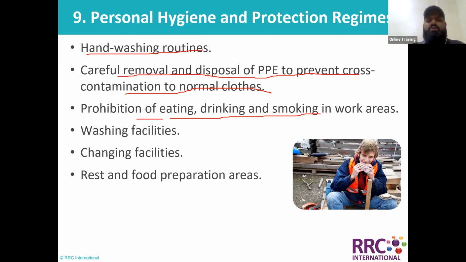So we need to prohibit eating, drinking, and smoking in the work areas. Washing facilities must be provided, changing facilities must be provided, resting and food preparation areas should be segregated, separated, so that we can prevent cross-contamination. Sometimes chemical does not get into your body directly, but it gets in indirectly in these ways.